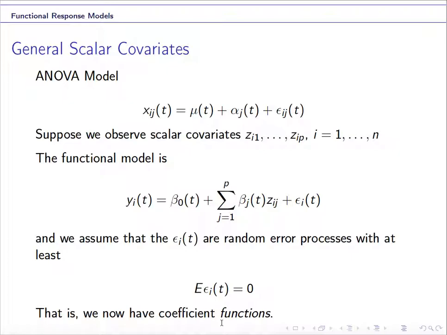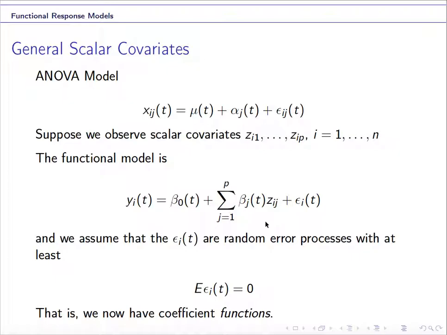So this is the simple ANOVA model, right? You just want to look at the group effect on this functional data. We can put this in a more general framework when the covariates are either group or some scalar, continuous variables. Then the model can be written as Y_i(t) equals beta_0(t) plus the summation of beta_j(t) times Z_ij plus epsilon_i(t).